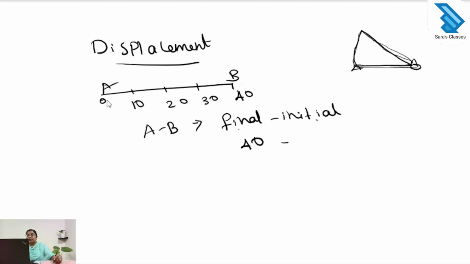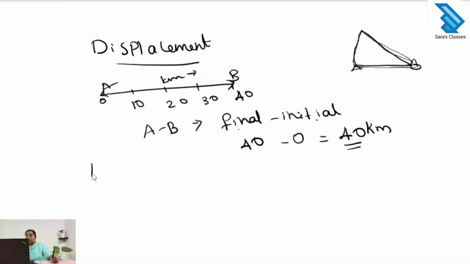The object is starting from the origin, so it is 0. So the displacement is 40. And the unit of the displacement is also kilometer. The unit of displacement is meter or kilometer. So we can write it as 40 kilometer.